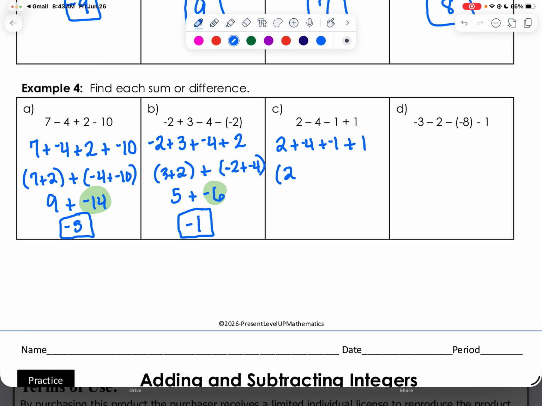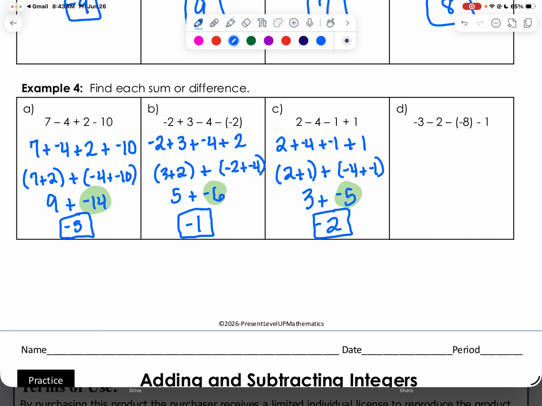Then I grouped up the positives and I grouped up the negatives. So 2 plus 1 was 3. Negative 4 plus negative 1 is negative 5. The signs were different, so I subtracted. 5 minus 3 is 2. And I identified the number with the larger absolute value, and it was negative. So negative 2.